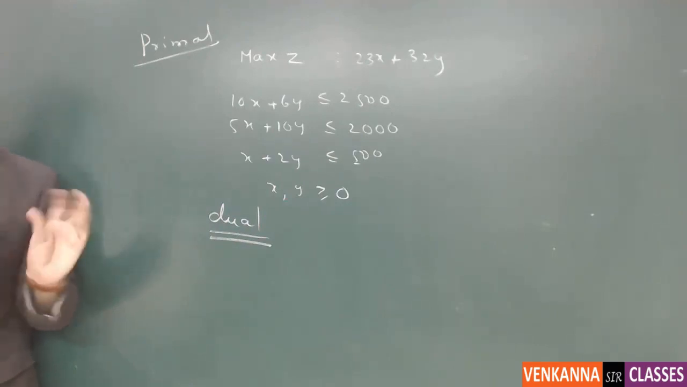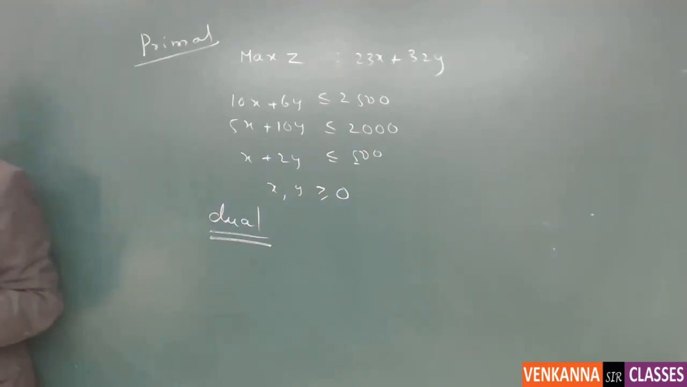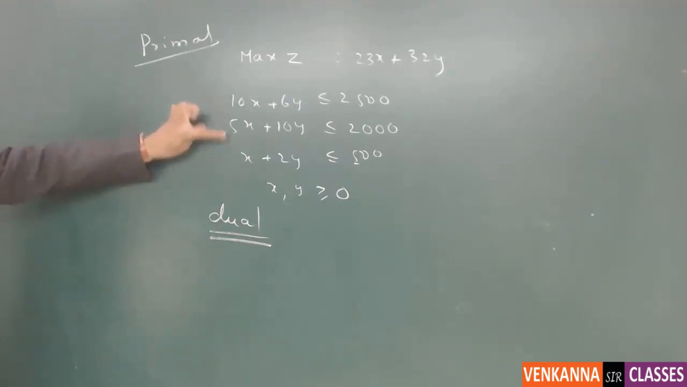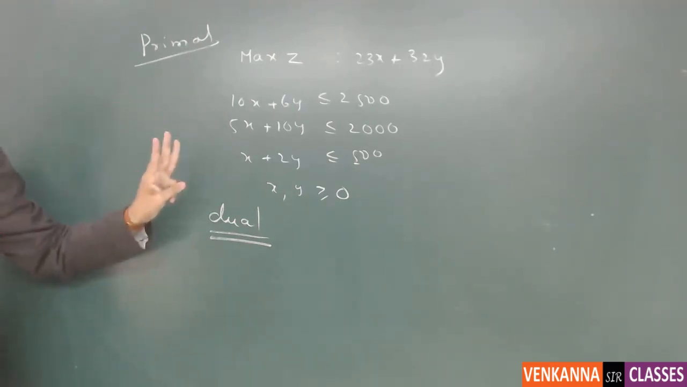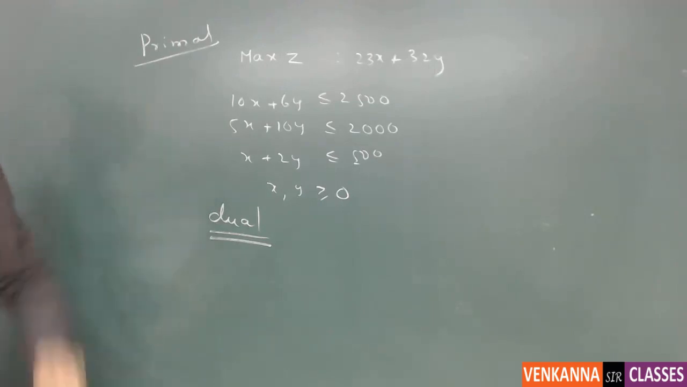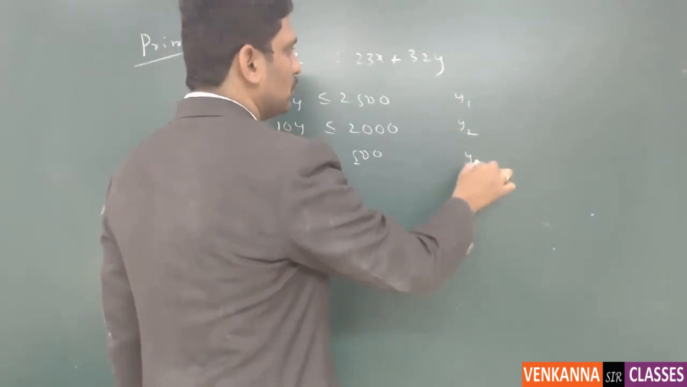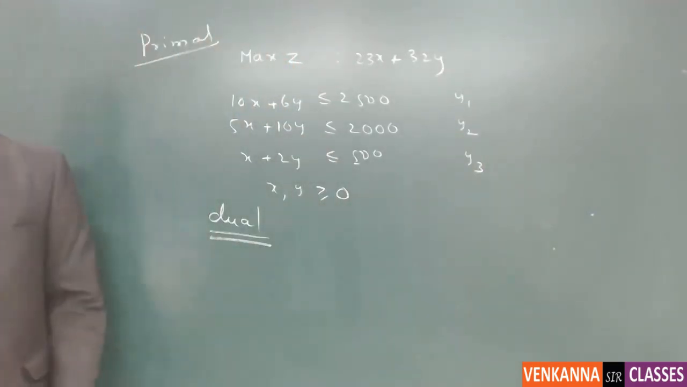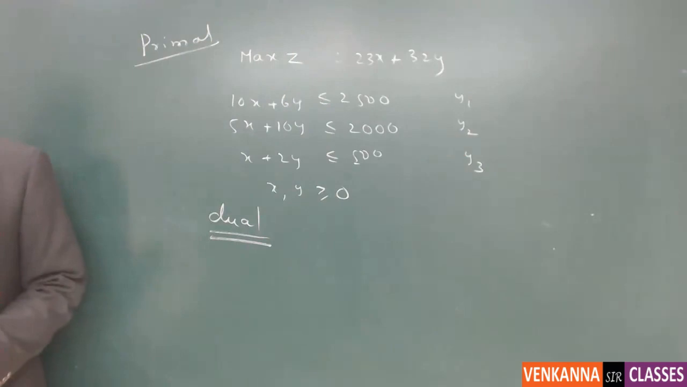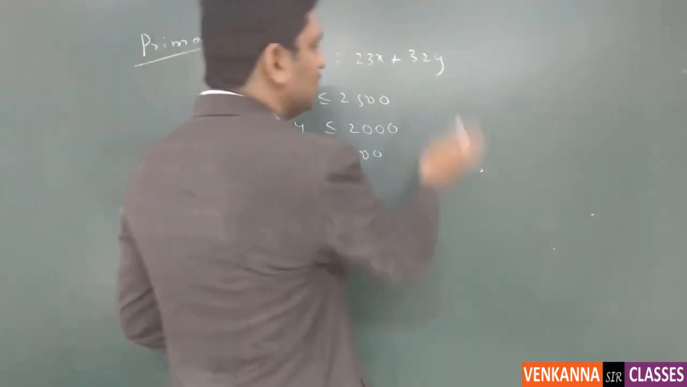So let us observe how to construct the dual when a given problem is there. Fine. Right. Now please observe how many constraints are there. We have three inequalities. So you will take three variables, say y1, y2, y3. Or you can take a, b, c also. If you are comfortable with a, b, c, let us take a, b, c.